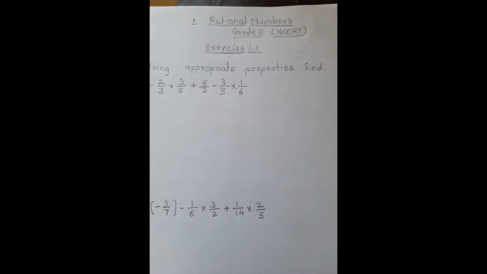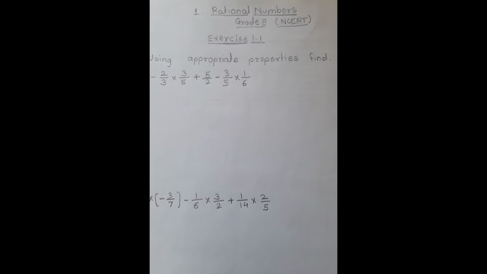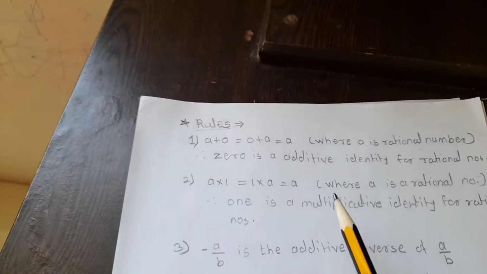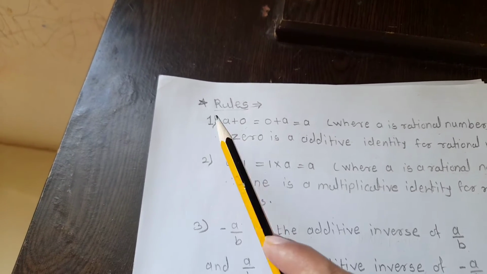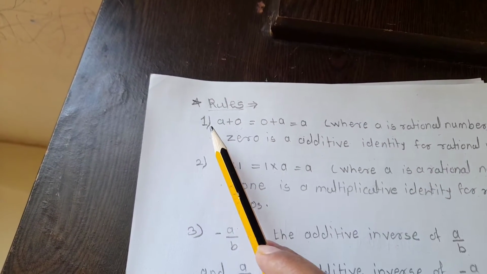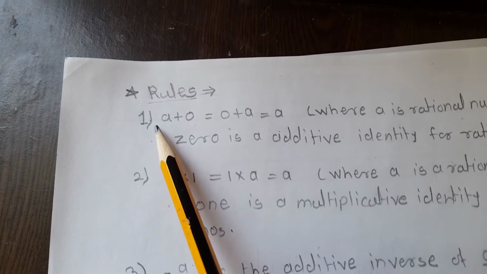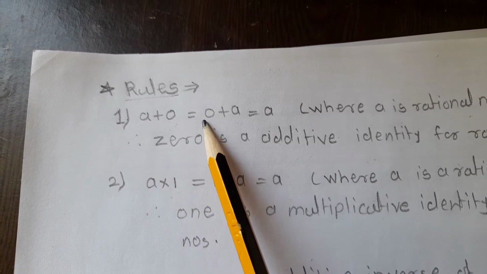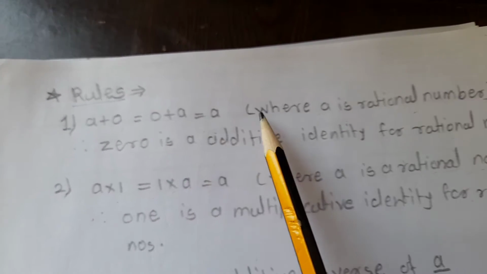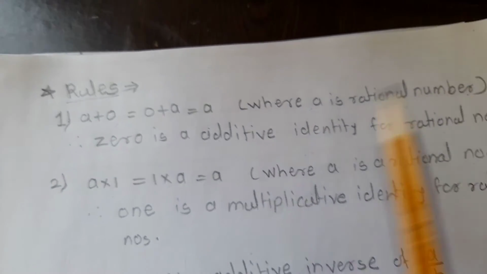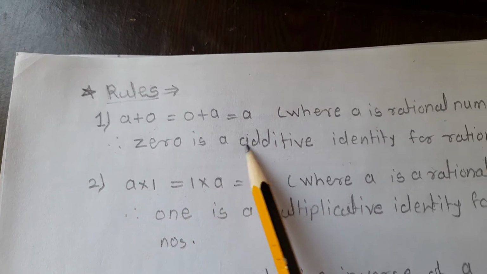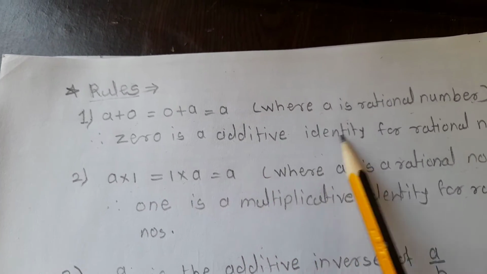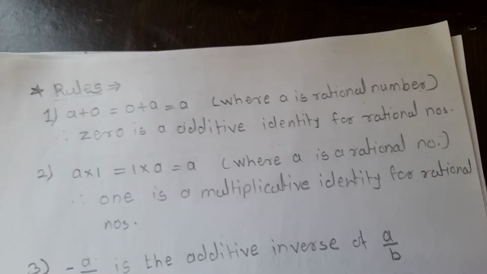Hello friends, in this video I am going to solve the first exercise from chapter 1, Rational Numbers, of grade 8. But first we need to study some rules. Rule one: a plus 0 is equal to 0 plus a is equal to a, where a is any rational number. Therefore, 0 is an additive identity for rational numbers.